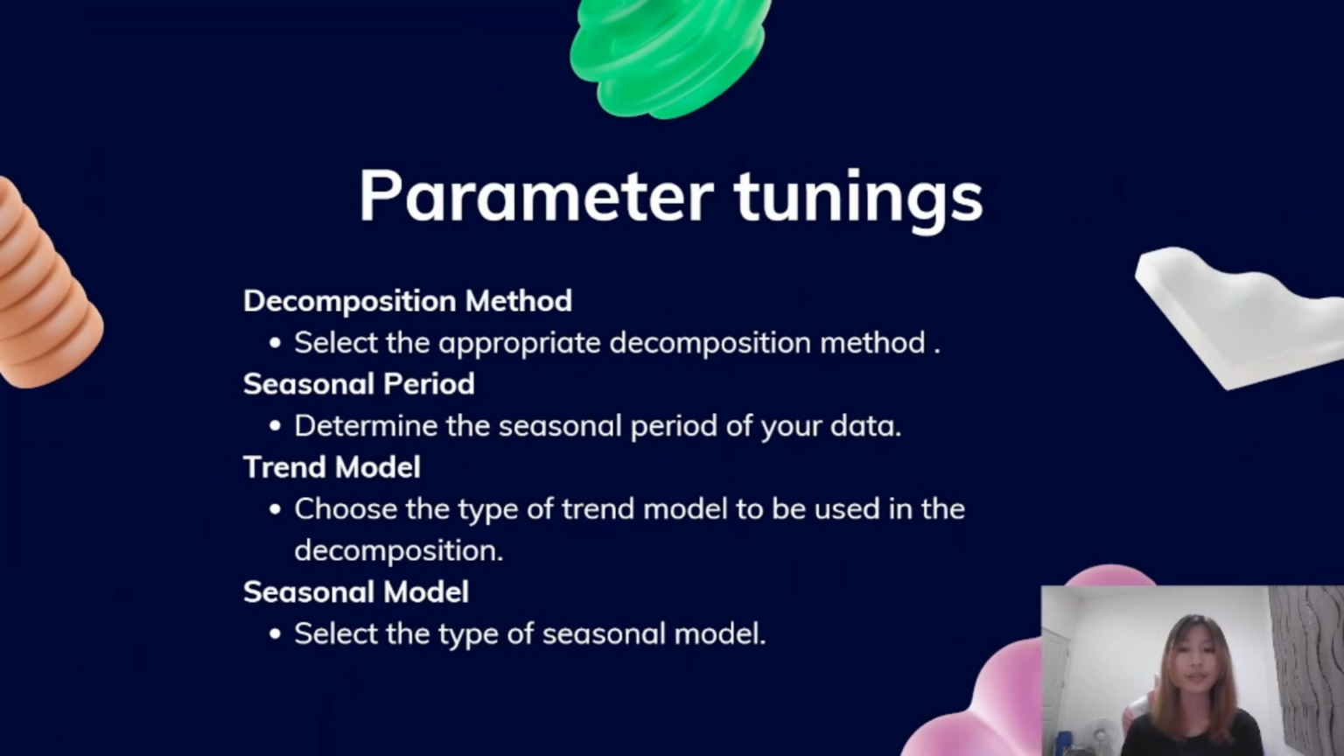The next one is parameter tuning. Decomposition method: we can select between additive or multiplicative decomposition. Seasonal period: we can determine the seasonal period capturing underlying seasonalities. Trend model: choose the trend model type and adjust parameters like degree or smoothing factor. And the last one is the seasonal model. We can select an additive or multiplicative model and fine-tune parameters.